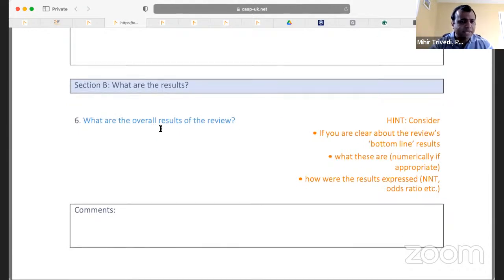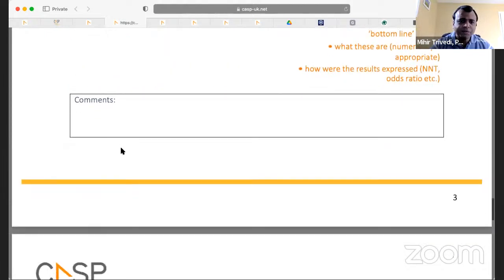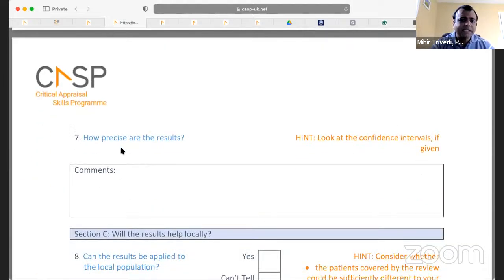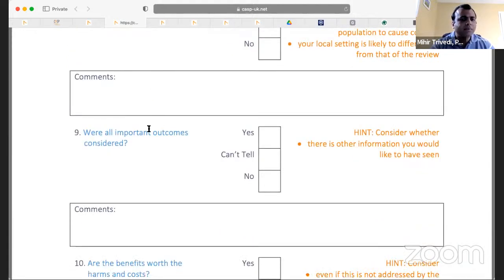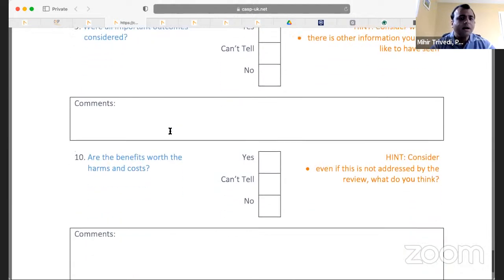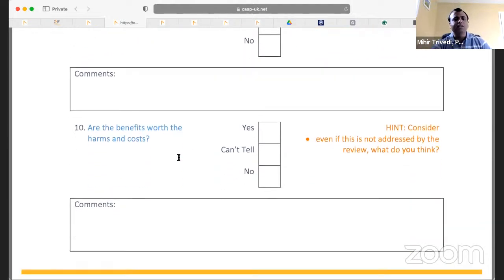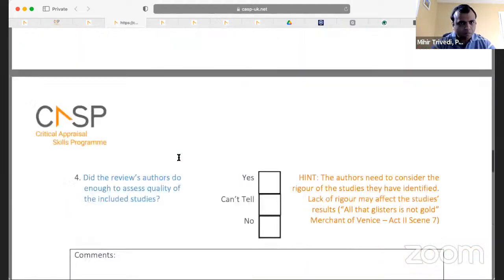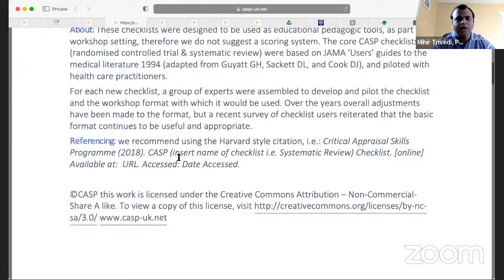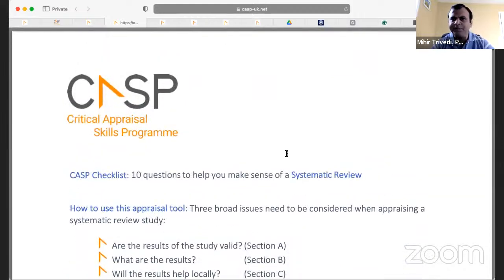In section B, what are the results? Under that, what are the overall results of the review? How precise are the results? Now section C, under that, can the results be applied to the local population? Were all important outcomes considered? Are the benefits worth the harms and costs? So like that. This is one where we just go through the systematic review.